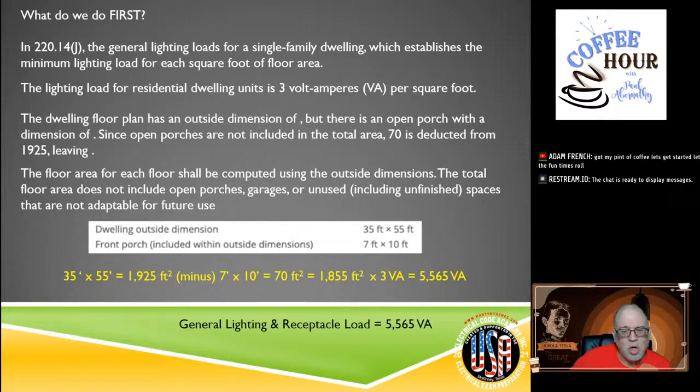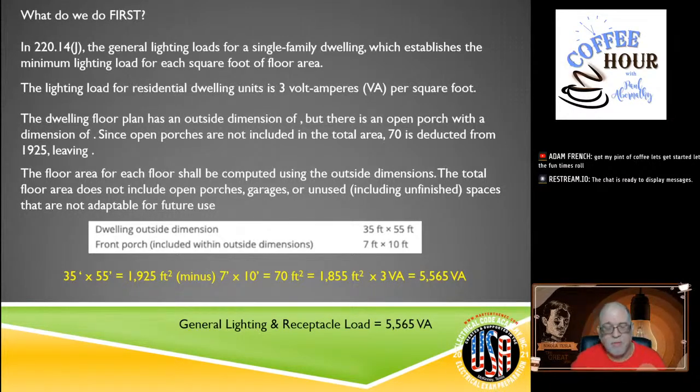1,925. Now we're going to go on and take away that dimension, which is 7 by 10. Okay, so 7 by 10 is 70 square feet. So I'm going to take 70 square feet from that. So that gives me 1,855, right? Now we're going to take that and we're going to do that at 3 VA per square foot. So times 3, that is 5,565. Now, as I always say, this is something you want to write down.